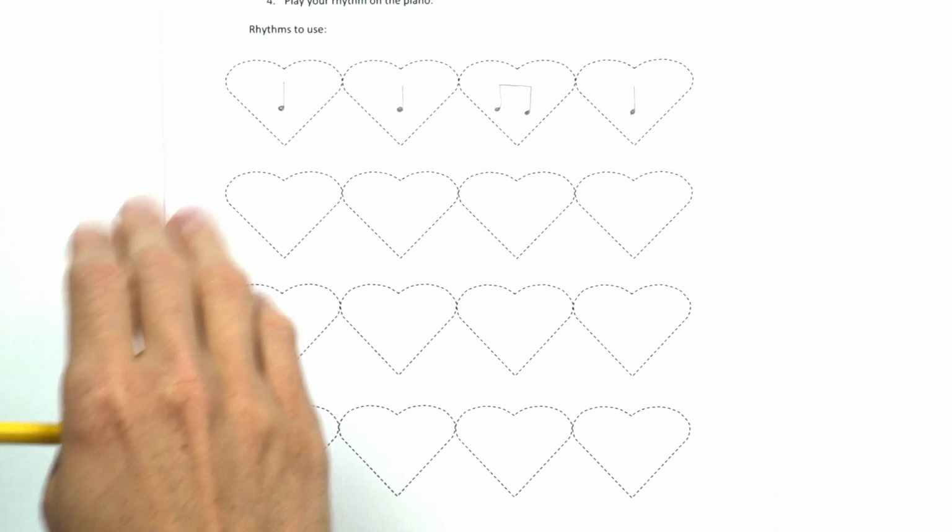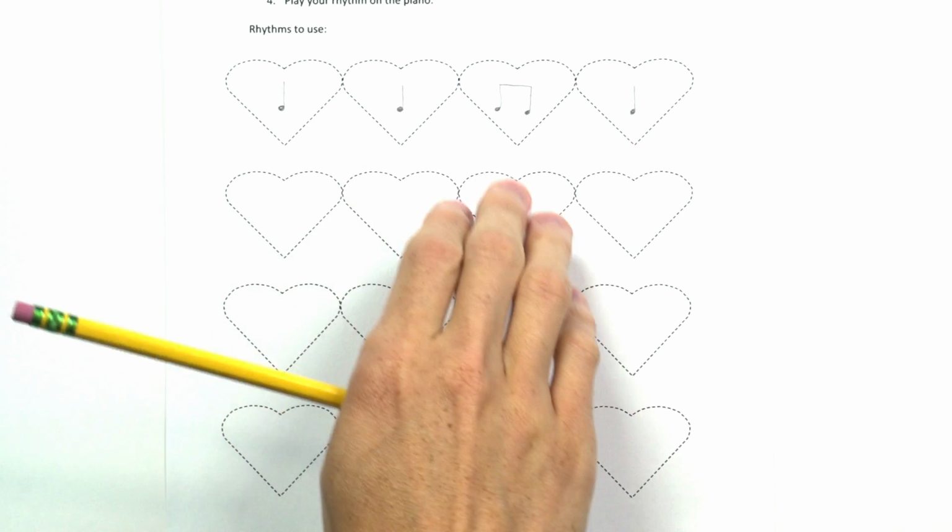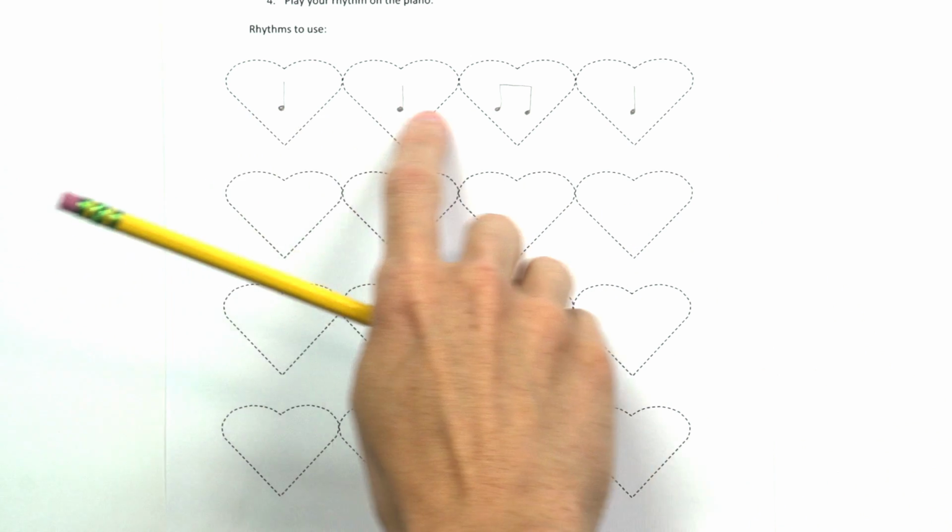Now I could have done it differently. I could have done Mount Hood, tall and proud, but I didn't like that. So this is the rhythm that I want for my song. Since I'm the composer, I get to choose. When you're writing your own rhythm, you can choose the rhythm you want.